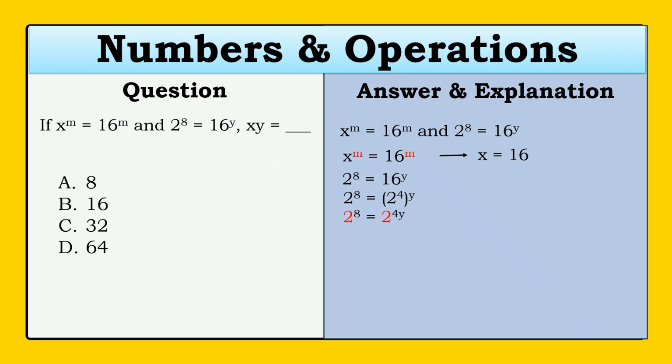Since our bases are the same, let's now equate the exponents. 4y is equal to 8. Then solve for y by dividing both sides of the equation by 4. So y is equal to 2. Finally, find xy. So we have 16 times 2, which is equal to 32. And our final answer is letter C.